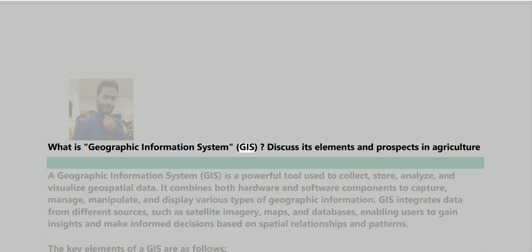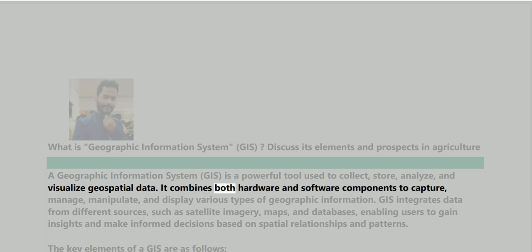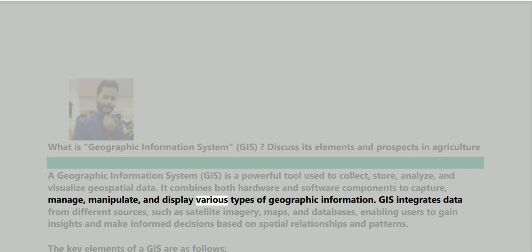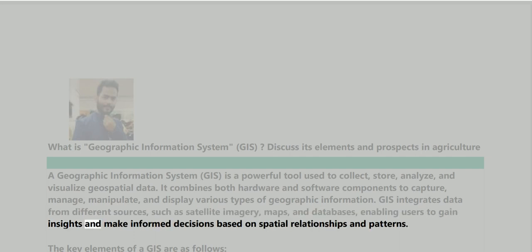Geographic Information System, GIS. Discuss its elements and prospects in agriculture. A Geographic Information System, GIS, is a powerful tool used to collect, store, analyze, and visualize geospatial data. It combines both hardware and software components to capture, manage, manipulate, and display various types of geographic information. GIS integrates data from different sources, such as satellite imagery, maps, and databases, enabling users to gain insights and make informed decisions based on spatial relationships and patterns.